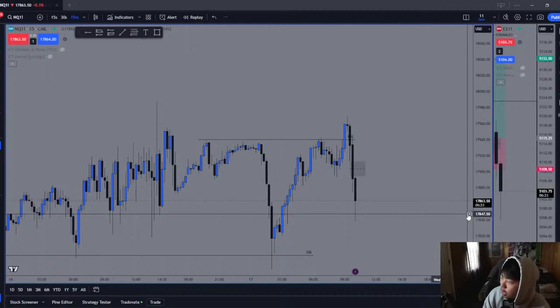Is a swing 1 hour valid even though the right or left is higher than the middle? Wait, what do you mean? I don't understand the question.